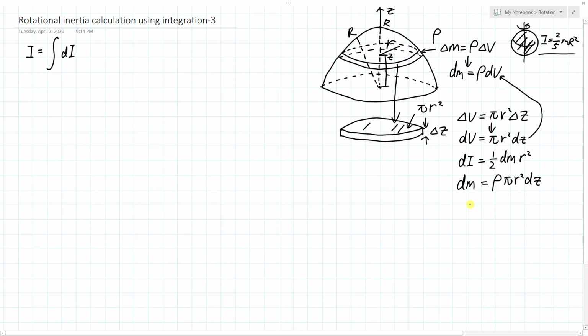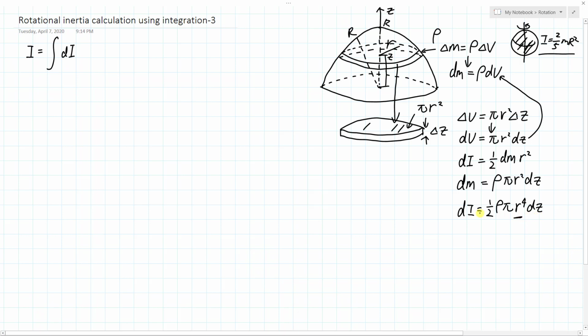So now that we have dm, we can calculate how much rotational inertia that small slice has. So let's figure out dI. dI is 1/2 dm times r squared. So 1/2 dm, this whole thing, and then times r squared. I'll just change the power to r to the 4th power. Okay, so now we have dI, but we have this r here. We need to turn this into a z.